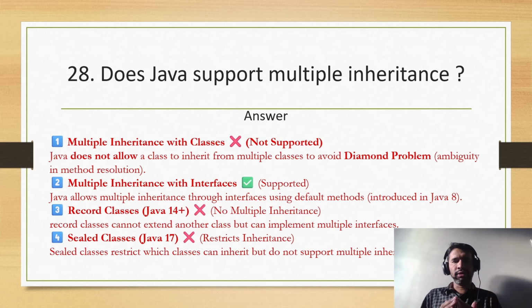In the case of records also, they can only implement multiple interfaces. They cannot extend any other class. And in the case of a sealed class, it restricts the classes which can inherit, and even a sealed class will not support multiple inheritance. So I hope you got it.